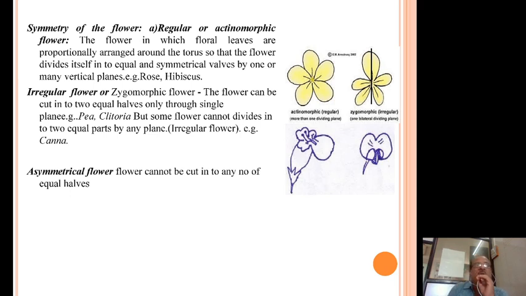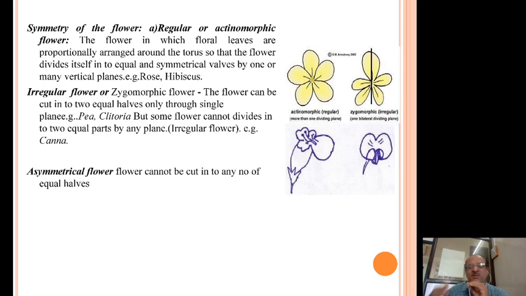Then the flowers can be categorized into three different types again, according to the symmetry of the flower: symmetrical or actinomorphic flower, zygomorphic flower, or asymmetrical flower. So symmetry, you might be knowing, especially those who have given the intermediate drawing exam. You have a drawing that was called a symmetry drawing, or the Taj Mahal you must have seen. So both sides are equal. If you look at the Taj Mahal, that makes it symmetrical.